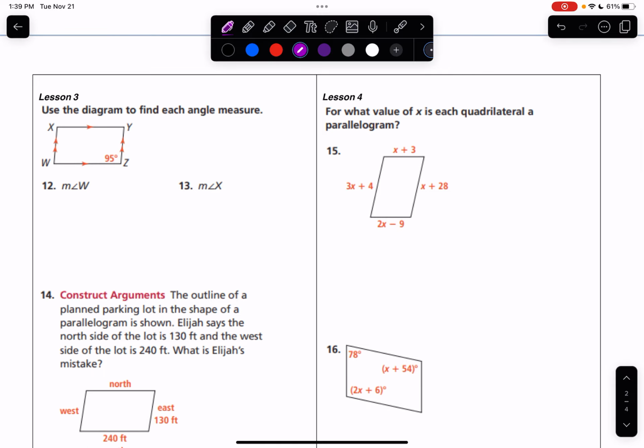Number 12, find each angle measure. So in a parallelogram that's marked like this, we know that the angles are going to be supplementary if they're adjacent to each other, like angle W and angle Z. So we can do 180 minus 95, and that will tell us that the measure of angle W is equal to 85 degrees. The measure of angle X will be the opposite angle of the one that we know, so it'll be the same. So that's going to be 95 degrees.